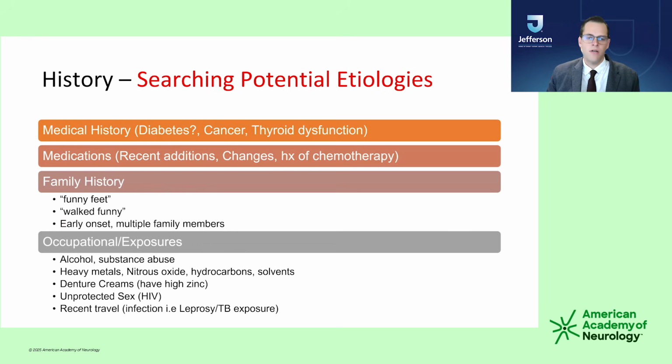Now for history, the next part is searching for potential etiologies. On this slide, I'm going to walk you through 4 buckets I screen every neuropathy patient for. The goal is to anchor the history so our testing is targeted for potential etiologies. First, medical history. If diabetes or even impaired glucose tolerance is present, your base rate for a length-dependent axonal polyneuropathy just went up. A history of cancer raises 2 pathways: treatment-related neuropathy and paraneoplastic. Thyroid dysfunction, especially hyperthyroidism, can cause a large fiber pattern with areflexia.